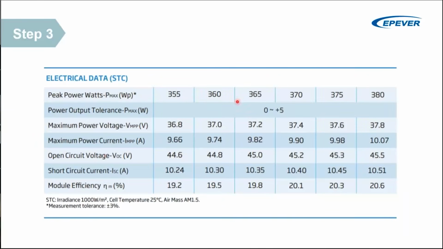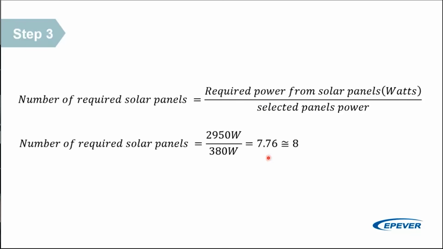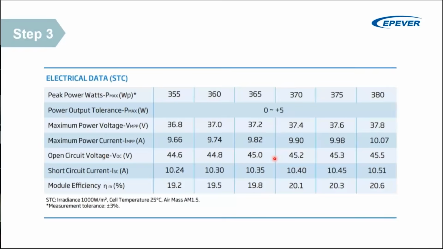I just assume that I'm going to use this panel here, which for me has a peak power of 380 watts. I need 2,950 watts, and each panel provides me 380. So in general, I need 7.76 solar panels, which indicates that, okay, I need 8 solar panels in my system.